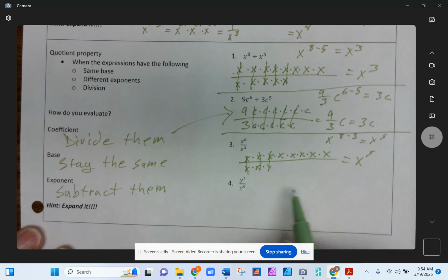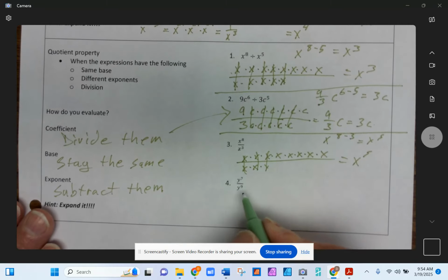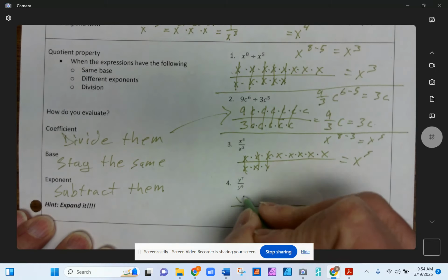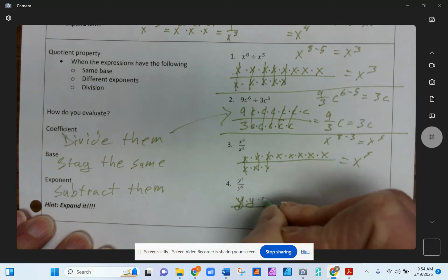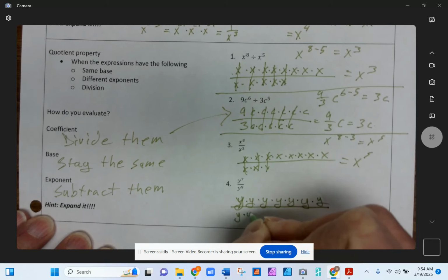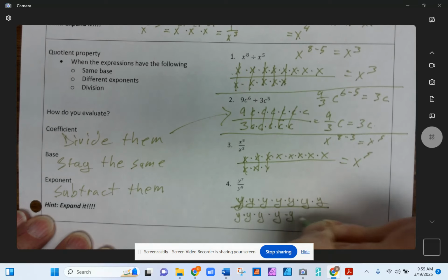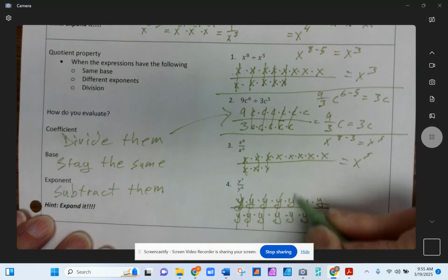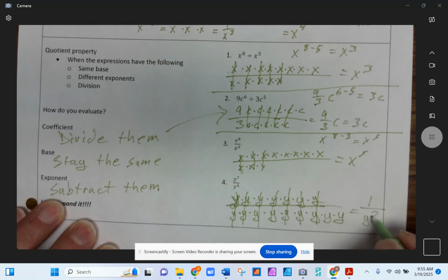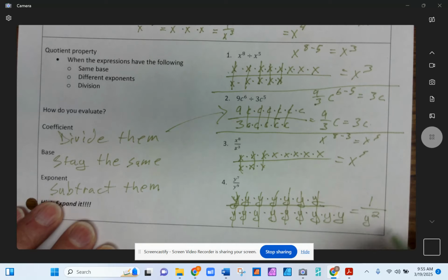Now when we get here, we have a smaller number on top and a bigger number on the bottom. So let's just do it and talk about it as we go. Y times y, 7 of them on top, and then 9 on the bottom. So we end up crossing all these out, and we're left with 2 y's on the bottom and 1 on top, because y divided by y is 1, right? So that y is left on top, and then you have 2 y's on the bottom. So this is 1 over y squared.